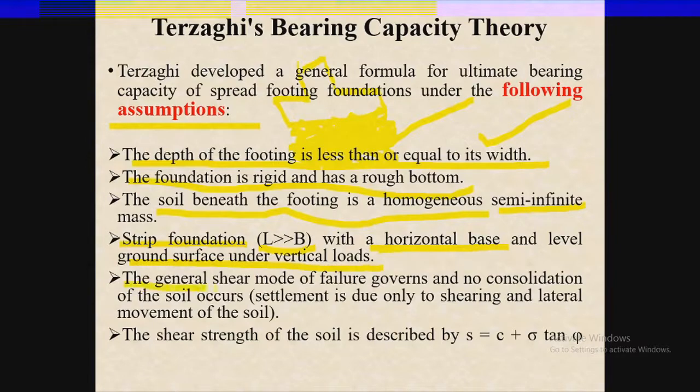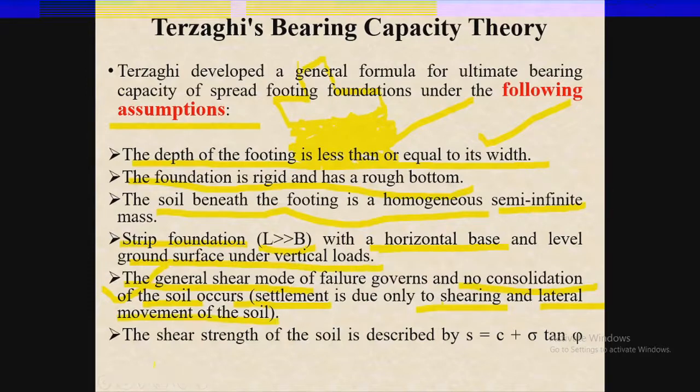Then he assumed the general mode of shear failure of soil. There is no local shear failure and no punching shear failure of soil when he was deriving the bearing capacity equation. He also added that there will be no consolidation of the soil. And the settlement, if any, in the soil will be only due to the shearing and lateral thrust or movement of the soil. There will be no consolidation settlement.